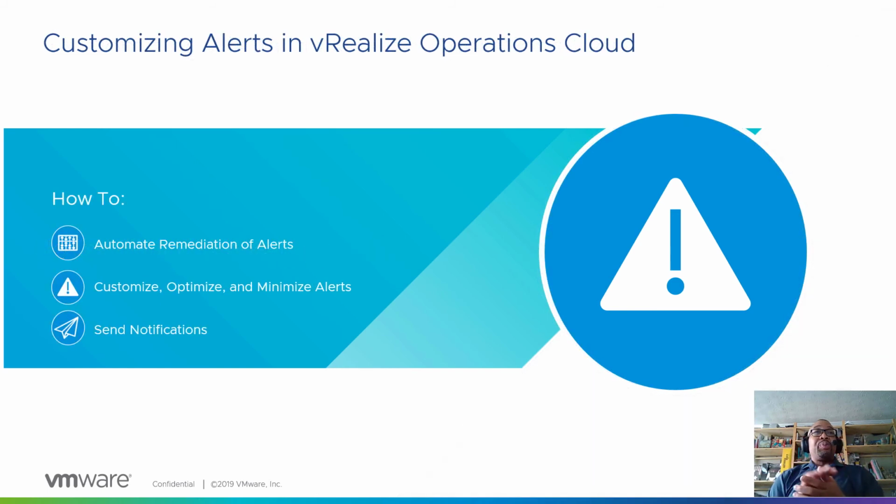And so with that, what we're going to do right now is show you how you can alleviate some of that alert fatigue by showing how you can automate the remediation of Skyline specific alerts within vRealize Operations Cloud. We're going to show how you can customize those alerts to minimize the actual number themselves, and even show how you can send notifications to the larger team when those alerts do appear.